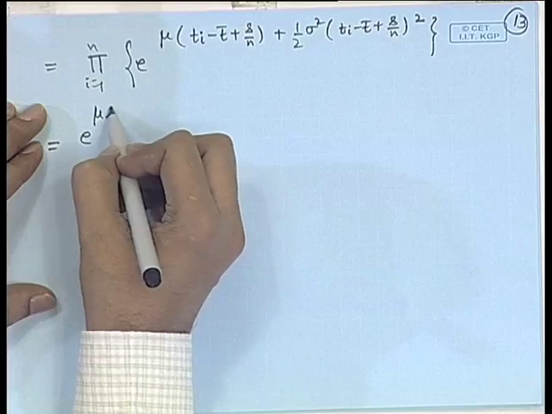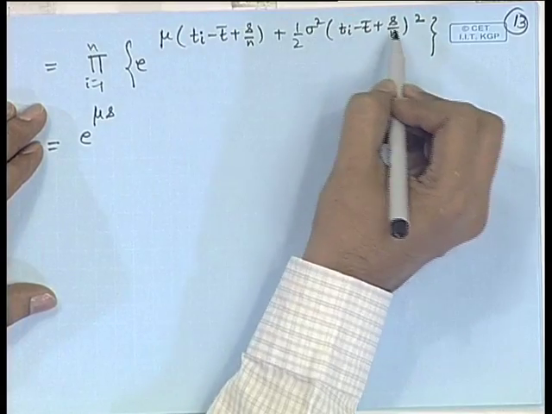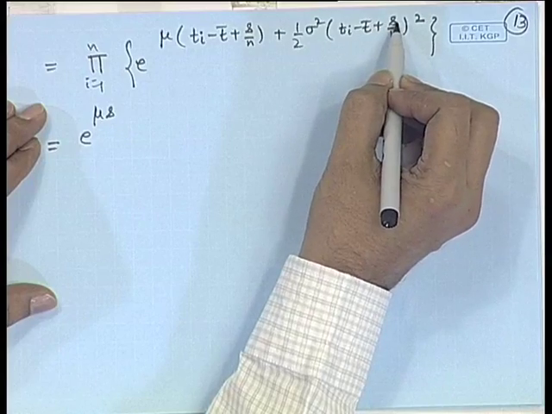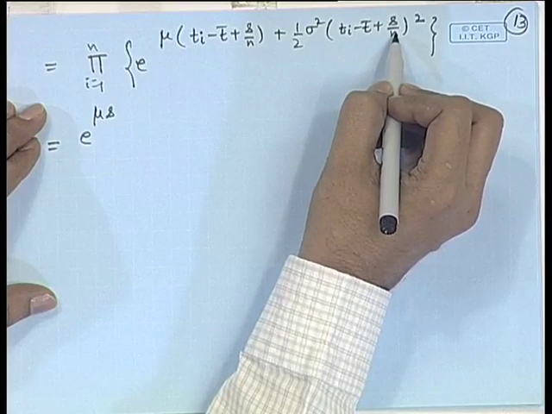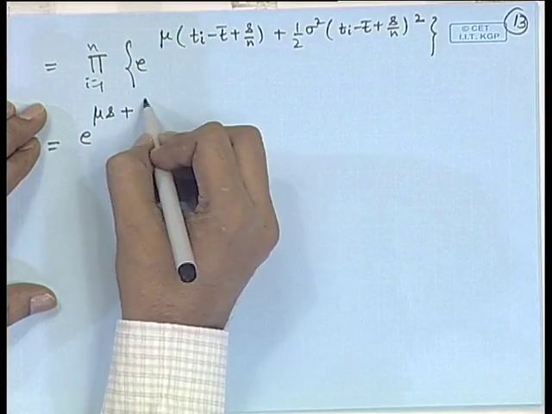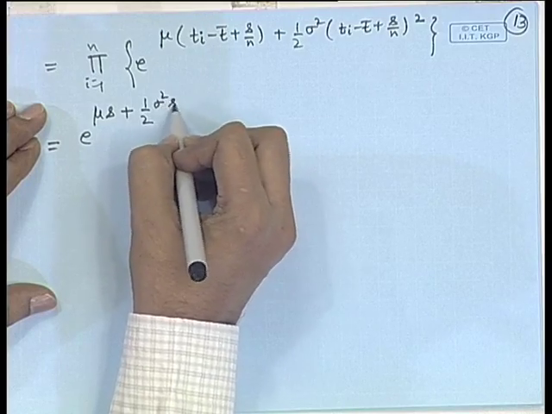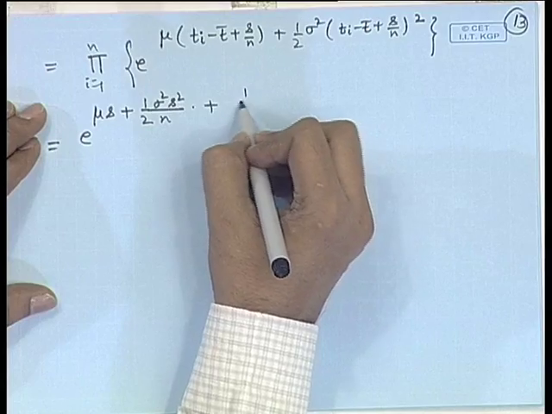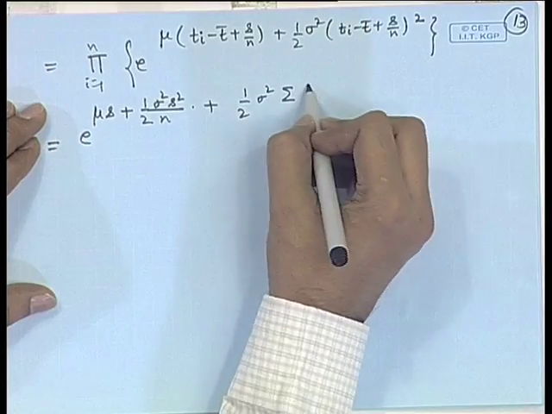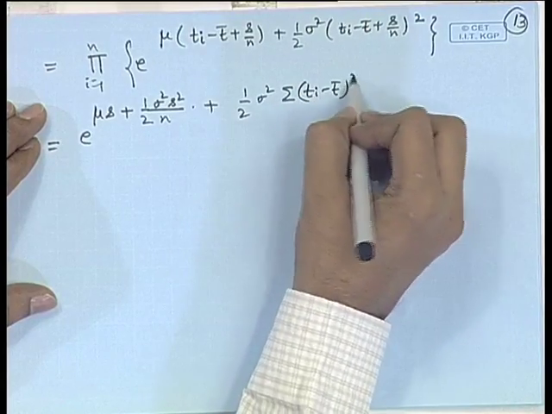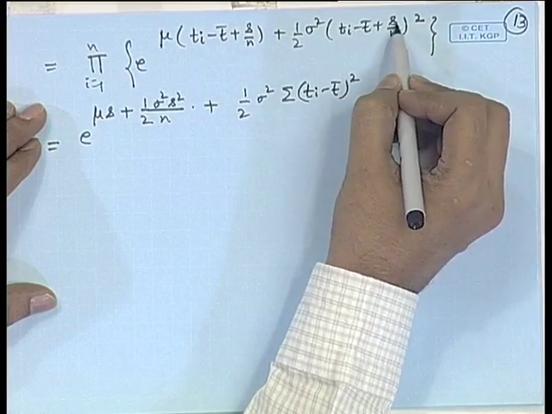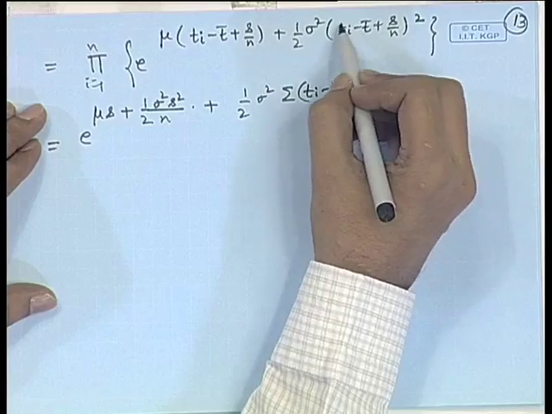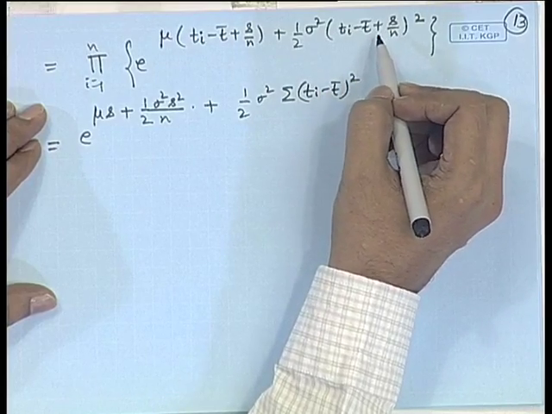mu s. Here, if we expand, one term is t_i minus t bar whole square and another term is s square by n. So, this we write here as half sigma square s square by n plus half sigma square sigma t_i minus t bar whole square. The cross product term actually vanishes, because it will give s by n into t_i minus t bar, so the sigma of that will be 0.